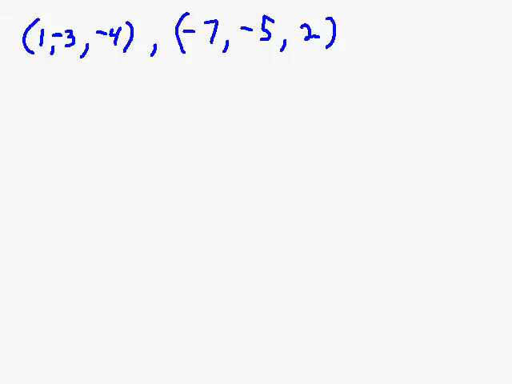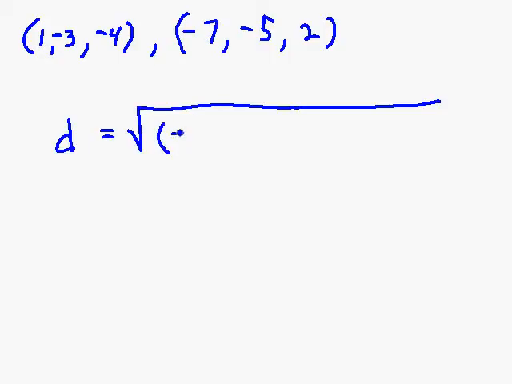Okay, let's find the distance between these 2 points. To do that, I'm going to use the distance formula. D equals one big square root. We have to take the difference between the x-coordinates. I'm going to do it like this.